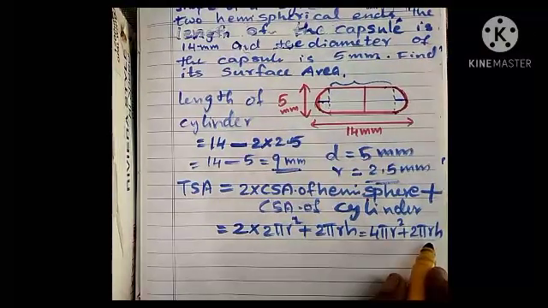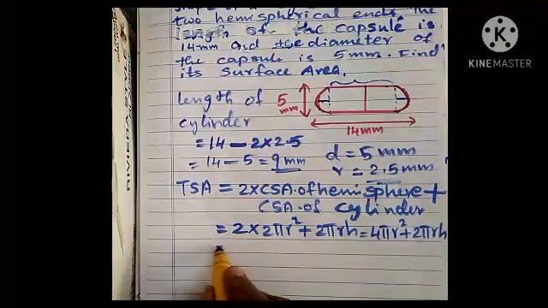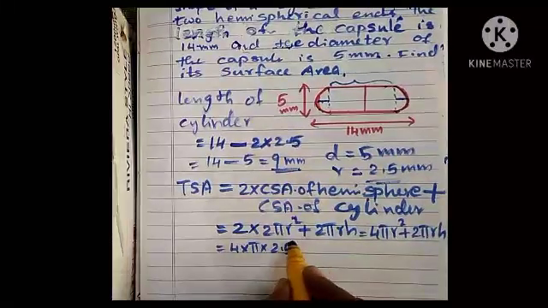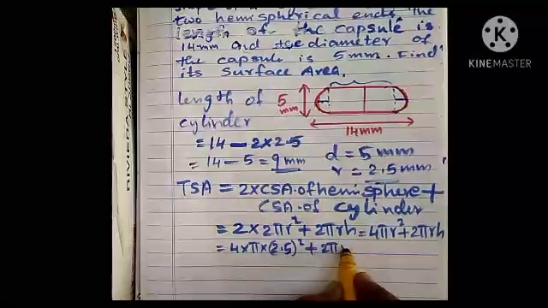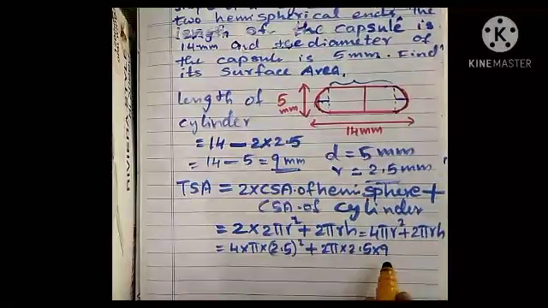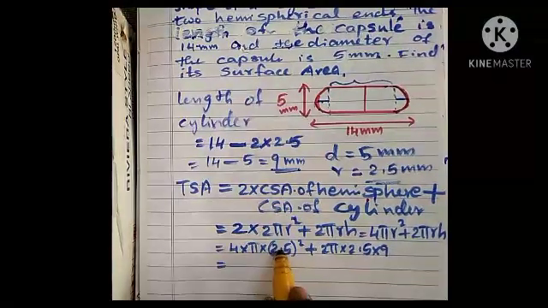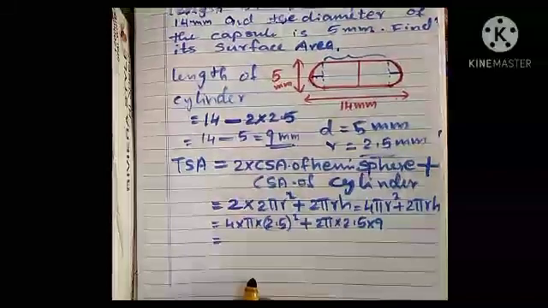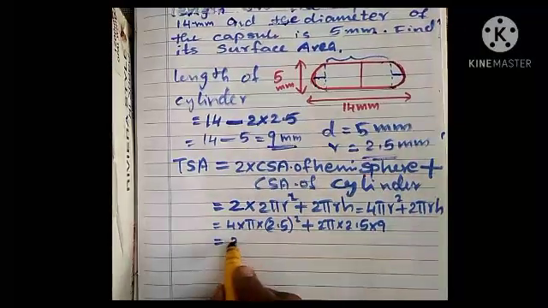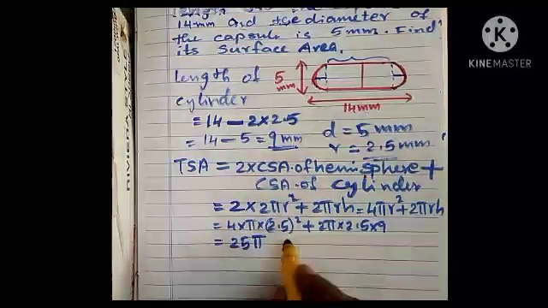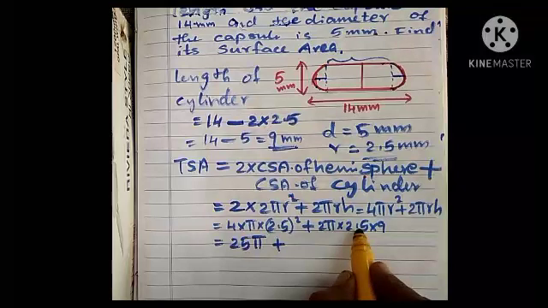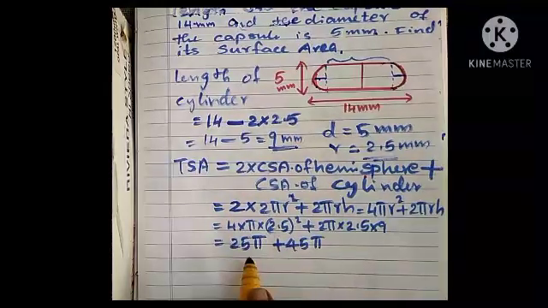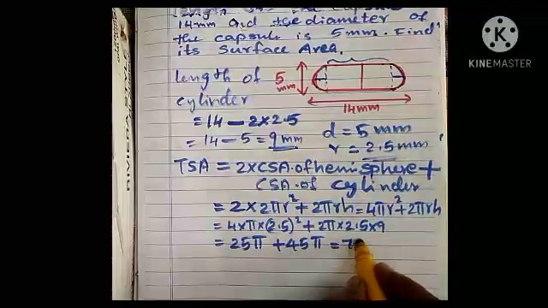In the last step we can substitute the value of pi. Just substitute r and h. So here it is 4 into pi into r square. R means 2.5, so 2.5 square, plus 2 pi into 2.5 into 9. What is 2.5 square? 6.25. Therefore 4 into 6.25 means 25. So 25 pi plus 2 into 2.5, that is 5. 5 into 9 is 45. 45 pi. So 25 pi plus 45 pi is 70 pi.